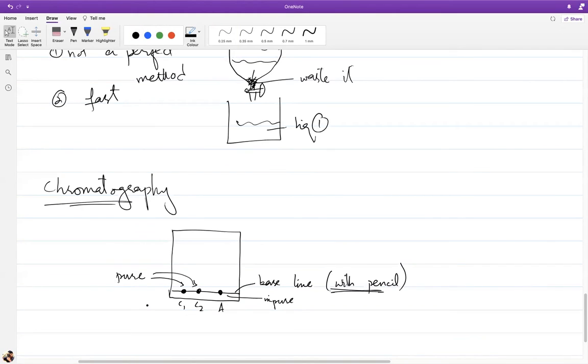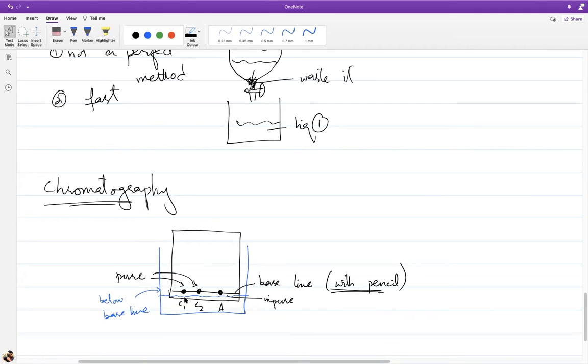So far, what have we done? We have drawn a baseline and we have put samples of impure and pure things on the baseline. The spots are there. Third step, put all of this in a solvent and make sure solvent is below baseline. क्यों? अगर बेसलाइन से ऊपर चला गया तो बेसलाइन हर चीज डिसॉल्व करके पानी के अंदर मिक्स हो जाएगी. पानी है या प्रोपेनोन है या अल्कोहल है, whatever solvent you have. Make sure that the level is below the baseline.